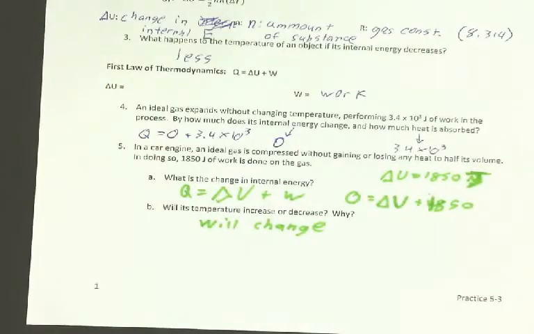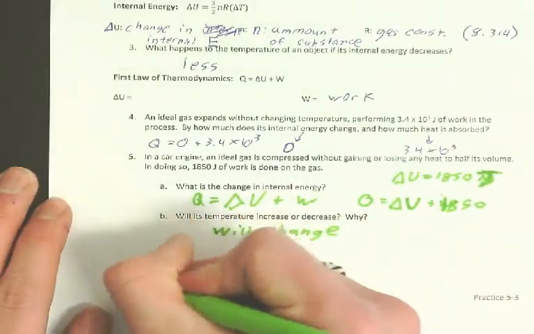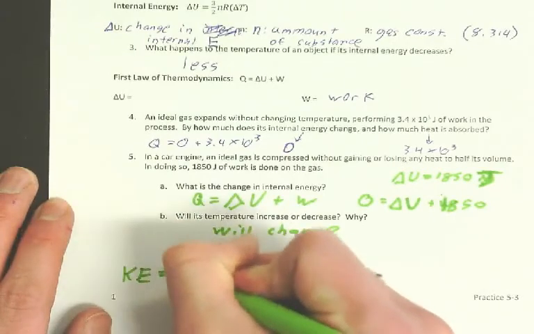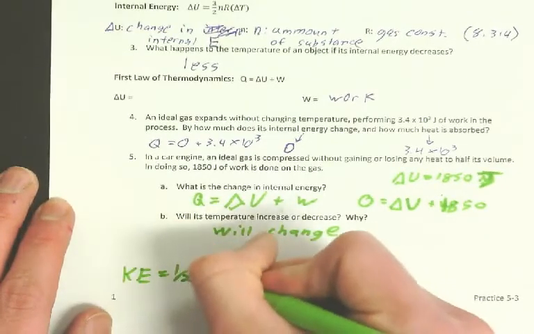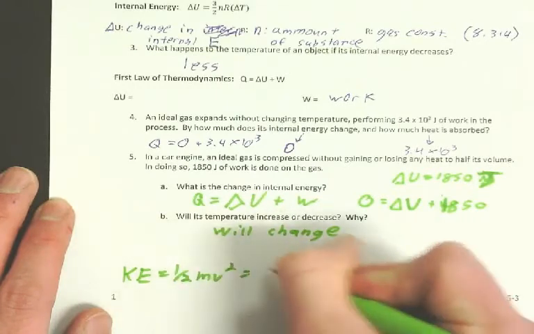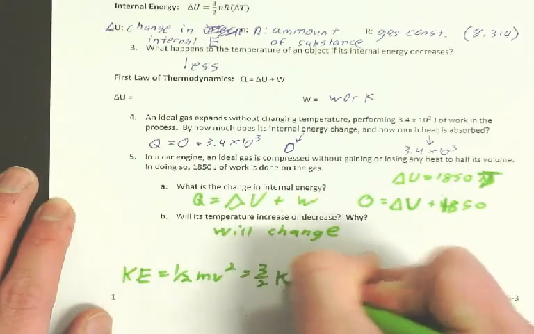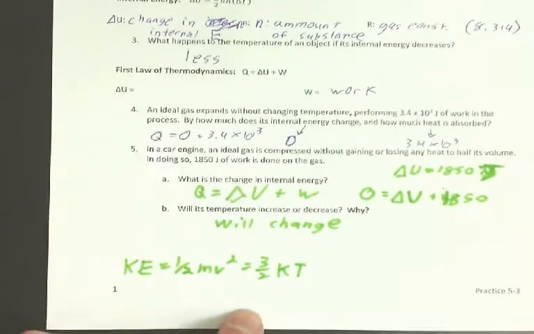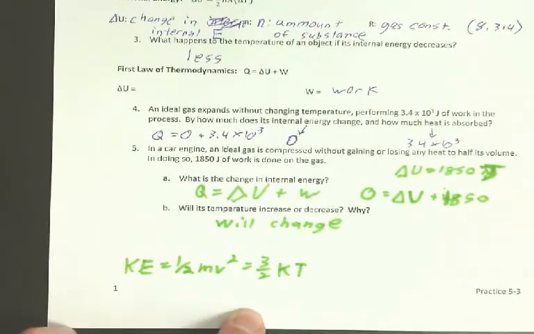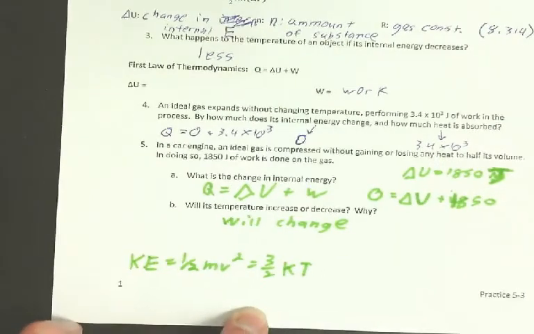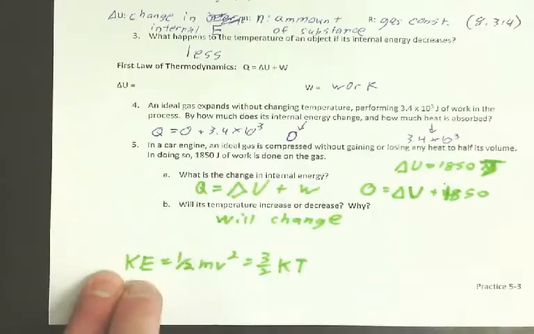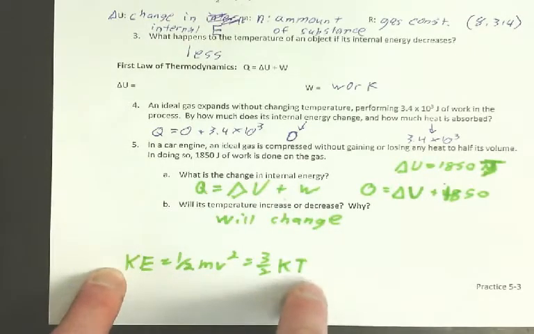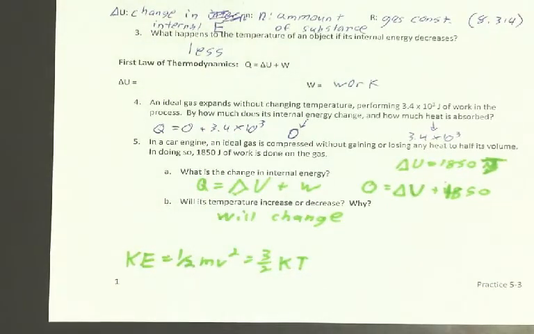And the reason why those are related is KE equals 1/2 mv squared equals 3/2 kT. That's the equation we did a little while ago, and don't worry, we'll review all these. But the internal energy is the kinetic energy of the particles. If you make the kinetic energy of the particles higher, you're going to make the temperature of the whole thing higher as well.